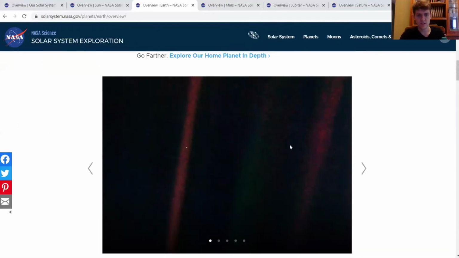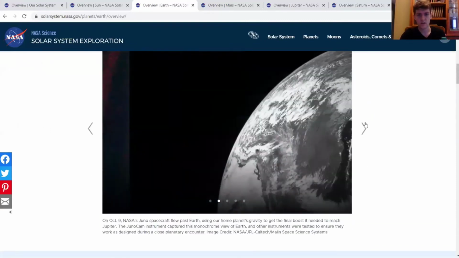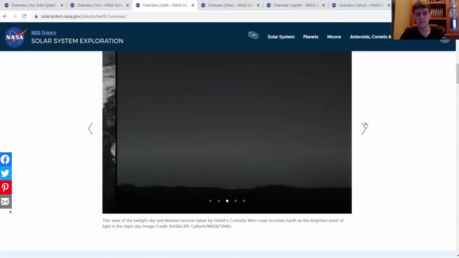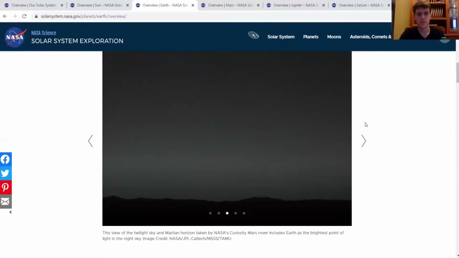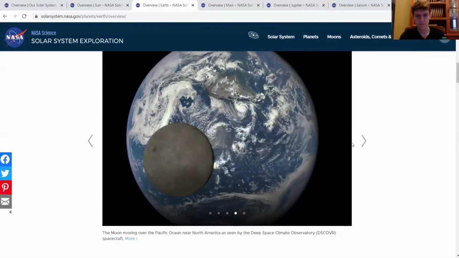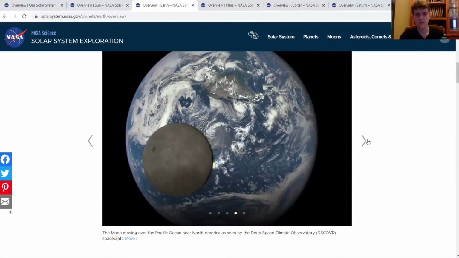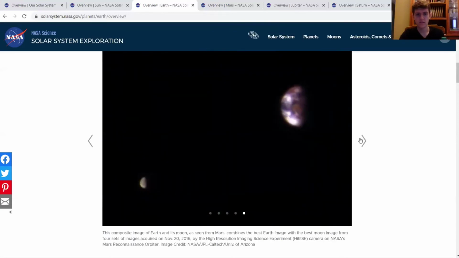So here are some images. These are from outer space. I think this is from Mars. That's what Earth looks like if you're on Mars, just a little speck in the sky. Another picture from space. I guess that's the moon right there. Another picture.